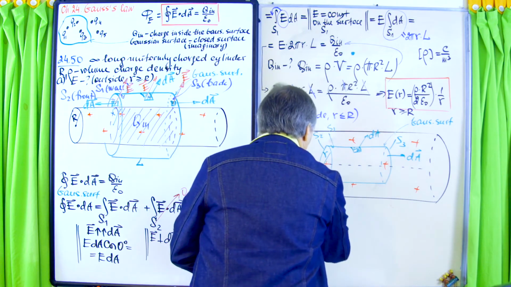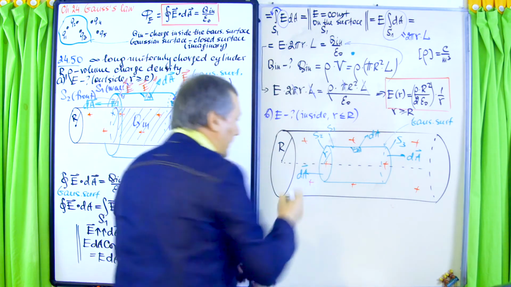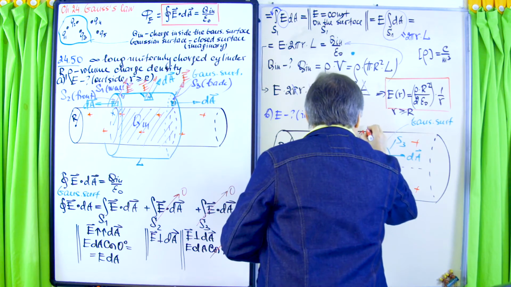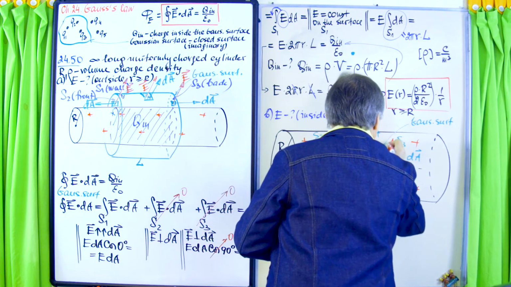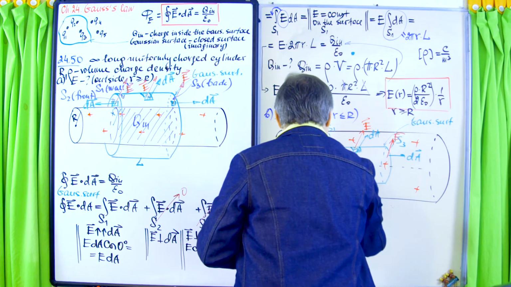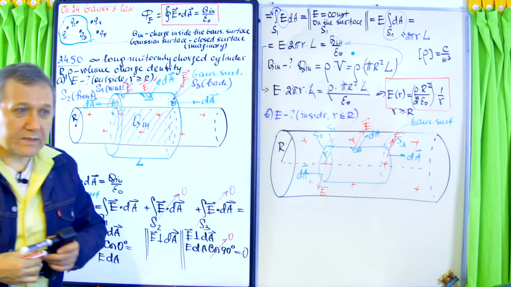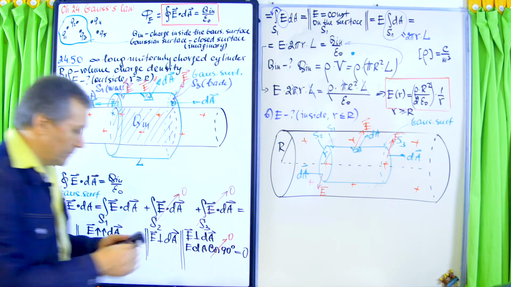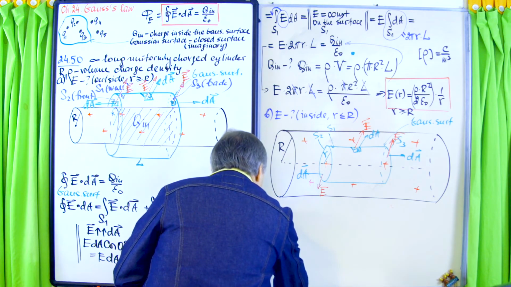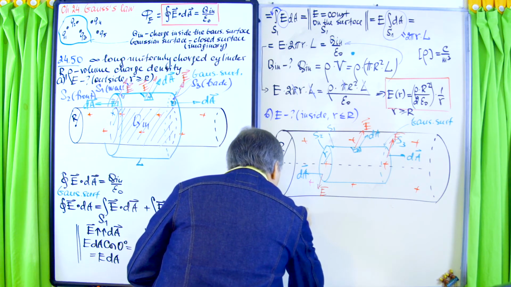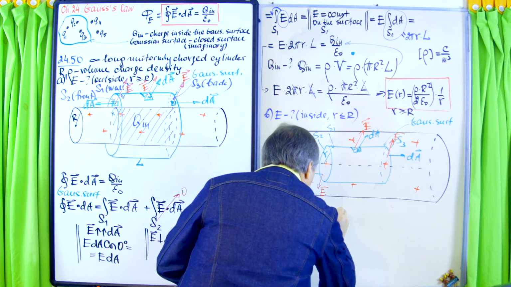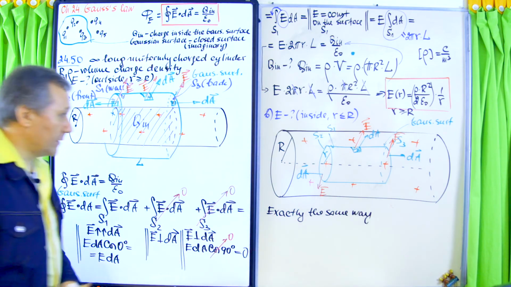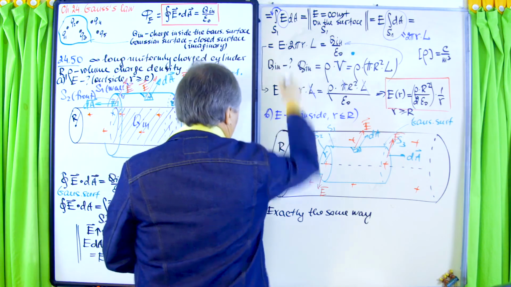Over here, there will be a vector dA. Electric field direction will still be radial, right? So again, electric field over here, electric field, right? So all steps are going to be exactly the same. Not a single symbol is going to be different. So I will write exactly the same. In exactly the same way, we will end up at this point.